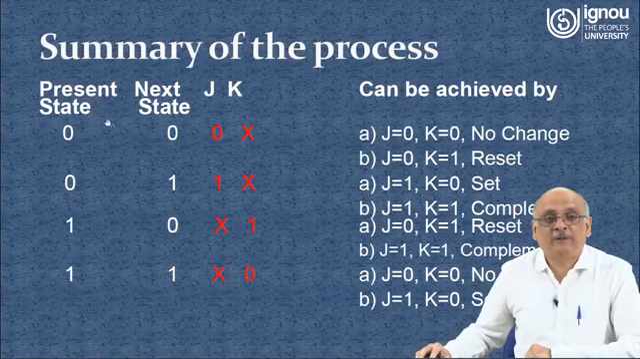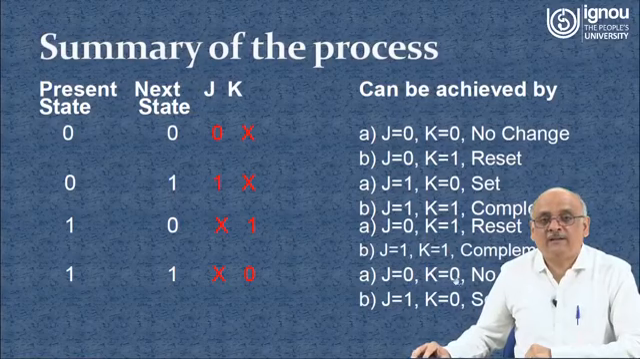So this is the summary. If the present state was 0 and you want to move from present state 0 to next state 0, you have to put J as 0, and K you put anything, 0 or 1, it will work. Present state 0 to move to next state 1, I have to make J as 1, K does not matter. These are all the states which we have just discussed, so you can refer to them. And then present state 1, moving from 1 to 0, J does not matter, set K to 1, and for 1 to 1, J does not matter, just change K to 0.